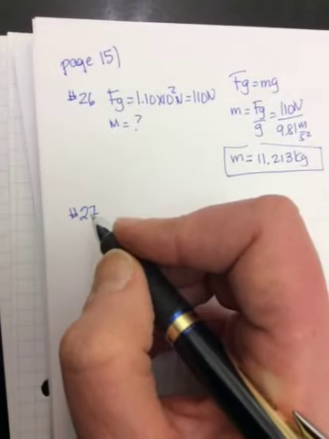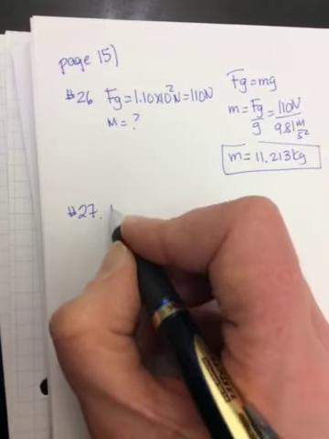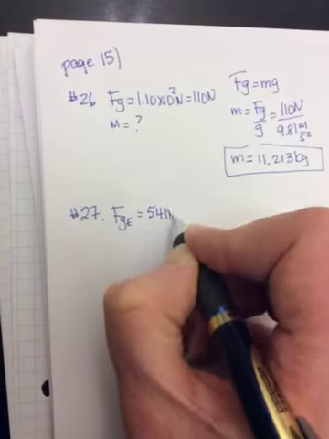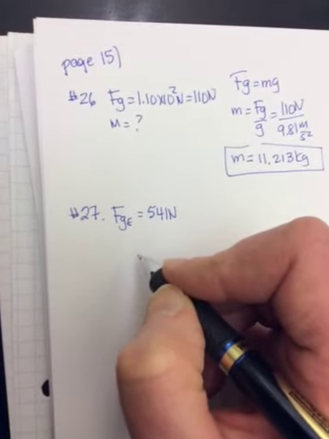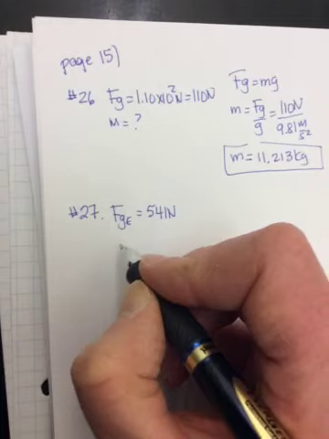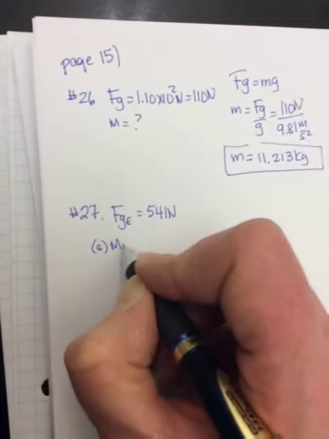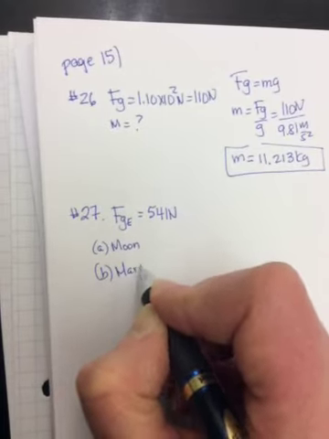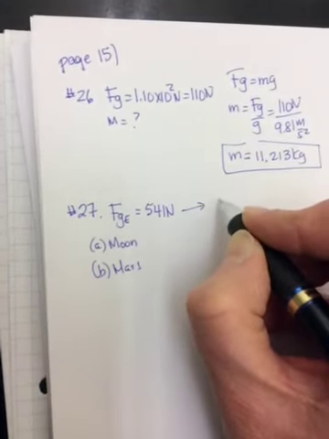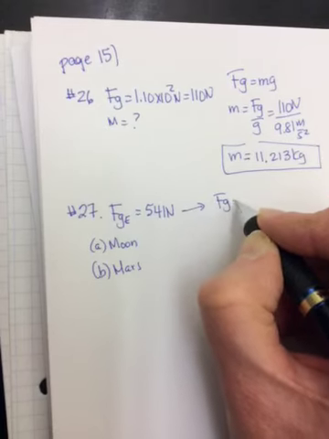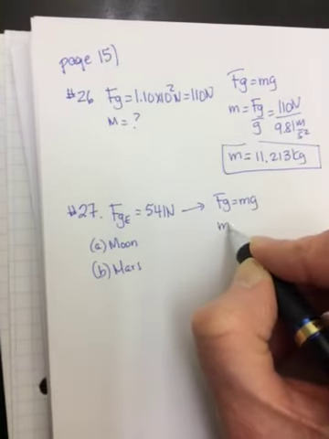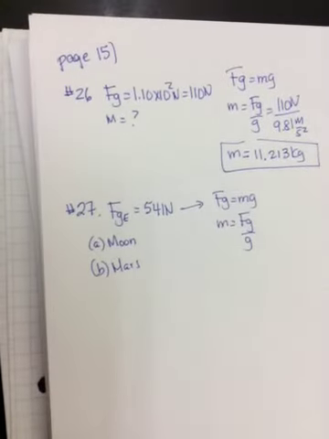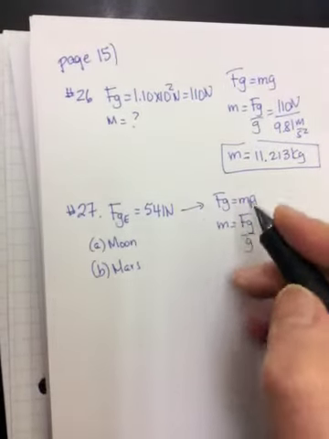If you weigh 541 newtons on Earth, so Fg on Earth, 541 newtons, how much would you weigh on the Moon and on Mars? So before you can do Fg on the Moon and Fg on Mars, you need to find out what your mass is. Okay, so you would do Fg equals mg. So m equals Fg over g. You need to find out what your mass is because your mass doesn't change. Your weight will, but your mass won't.